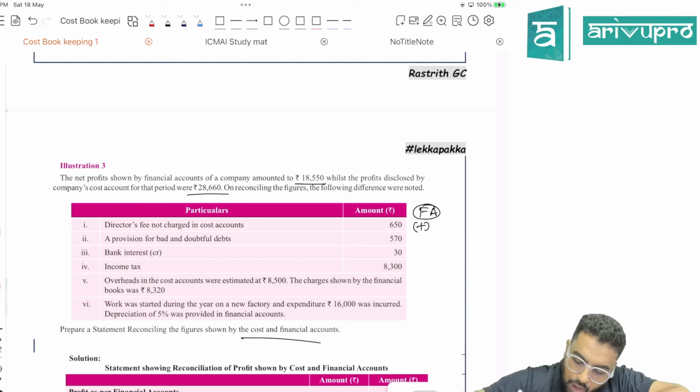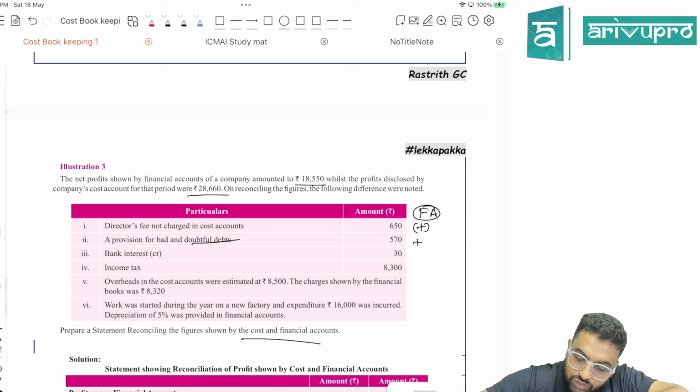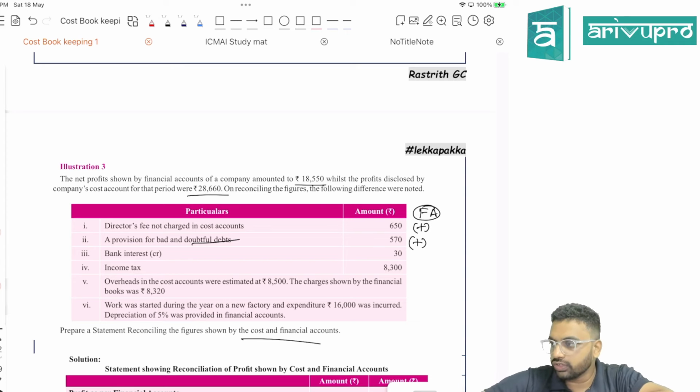A provision for bad and doubtful debt. Of course, it won't be there in the cost accounting, but it is there only in the financial accounting. So what you should do, sir? Very simple. You showed it as an expense because of which your profit has been reduced. Now increase the profit to come in par with the cost accounting. Reverse what you have done. That's it. Bank interest, sir. You showed it as an income because of which your profit increased, but in cost accounting it is not recorded. Now you should decrease your income.